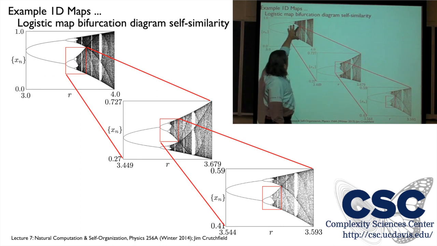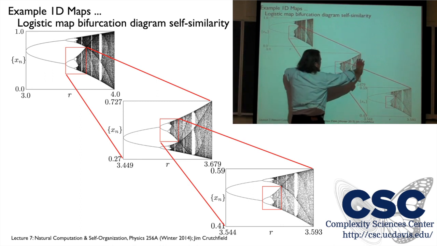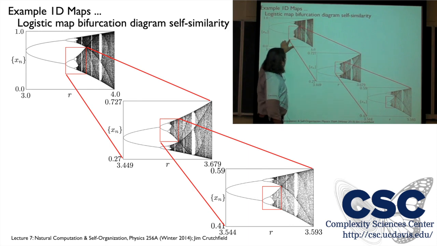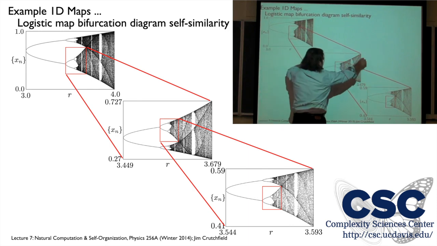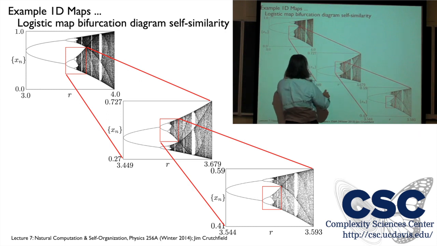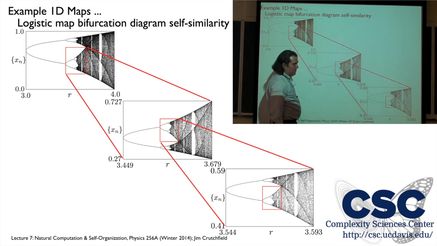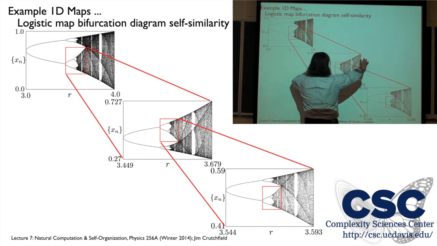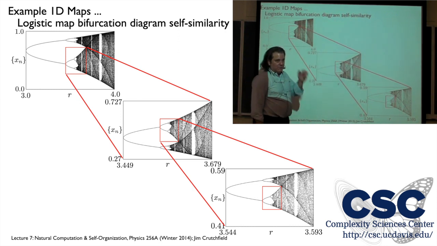And what I'm going to do is pick a square here and then blow it up. So I've taken this red-orange square here and I blow it up to the same aspect ratio as the previous full diagram. And then what you see is something that looks kind of similar. Notice the parameter range is much smaller. So instead of 3 to 4, R goes from 3.449 to 3.679, very small window. And I've also zoomed in on the state space. So instead of going from 0 to 1, X goes from 0.27 to 0.727. But you can kind of convince yourself that this bifurcation diagram looks like the whole thing, although it's upside down.